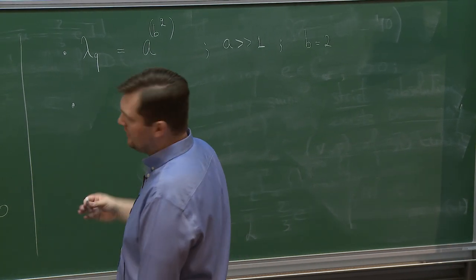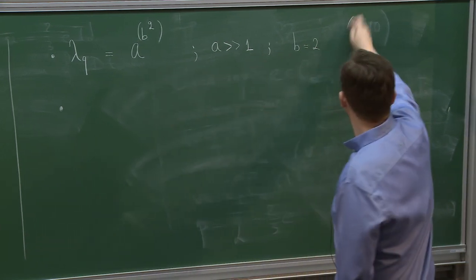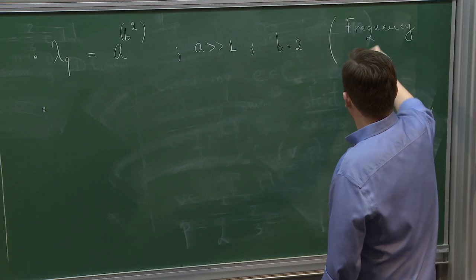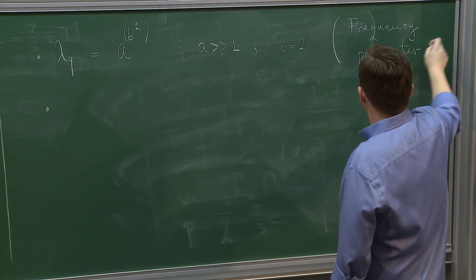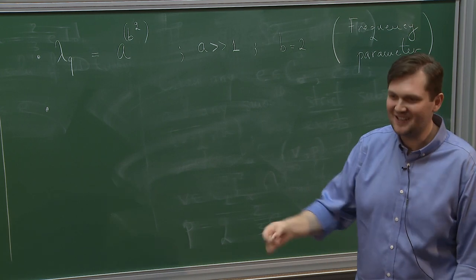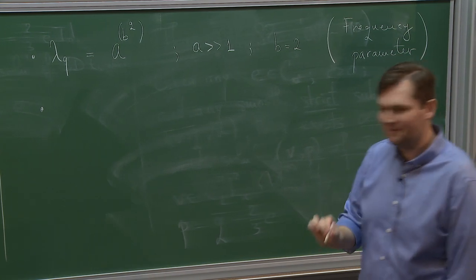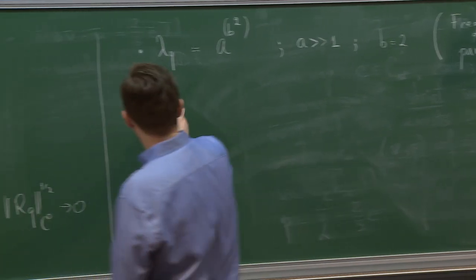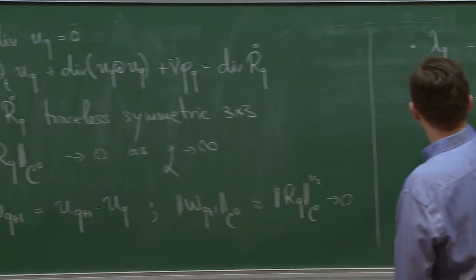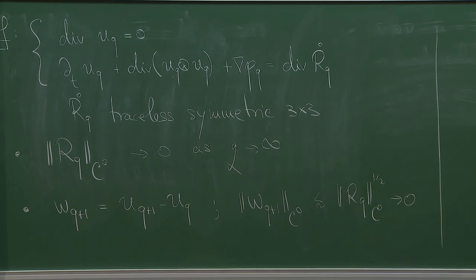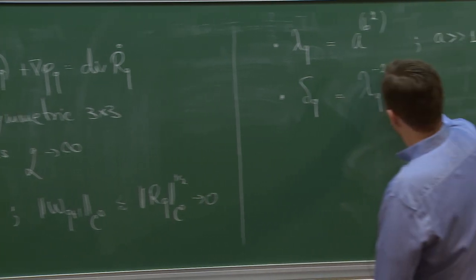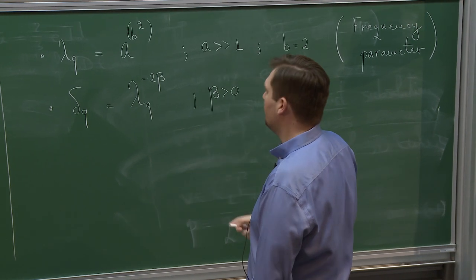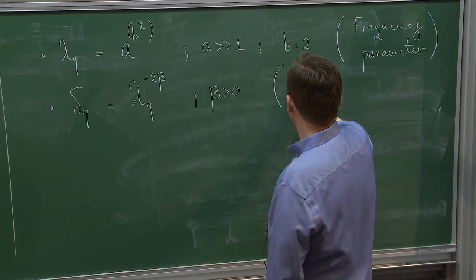So what's the best way of quantifying? So this is going to be a frequency, by the way. And by frequency, I mean Fourier frequency in space, not in time. So I need an amplitude parameter, an amplitude that goes to zero, and that's being called delta. And we're going to choose it to be an inverse power where beta is more than zero. This is an amplitude.